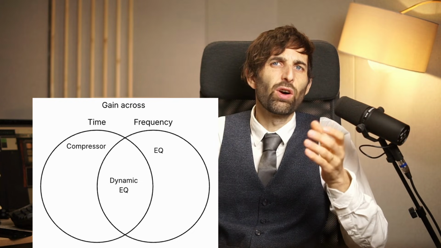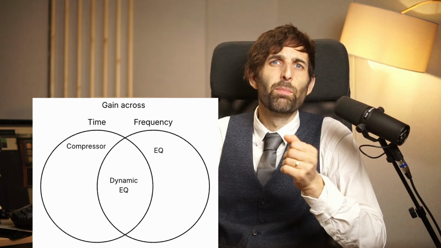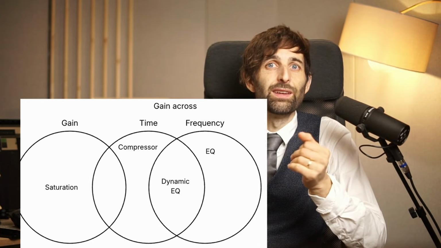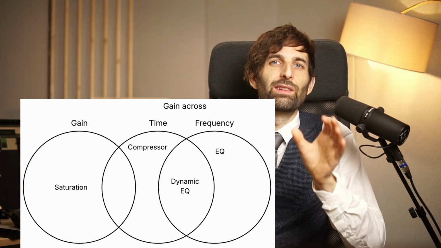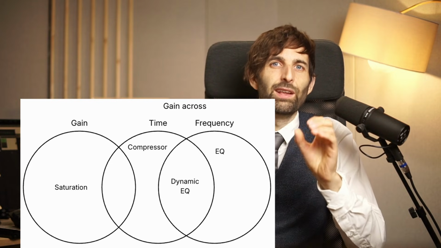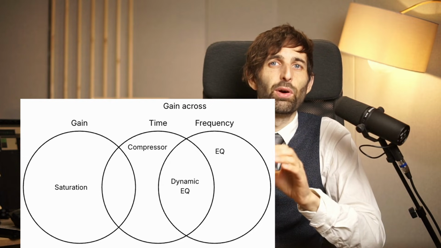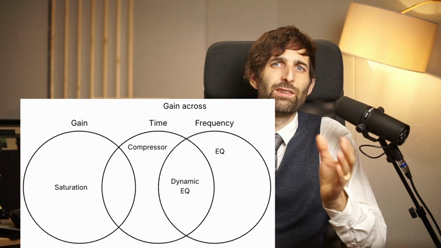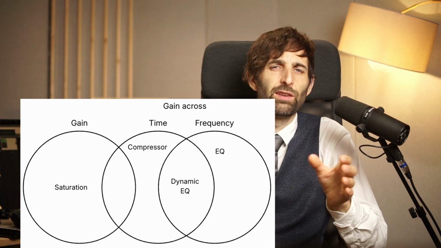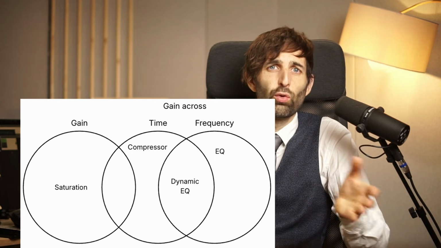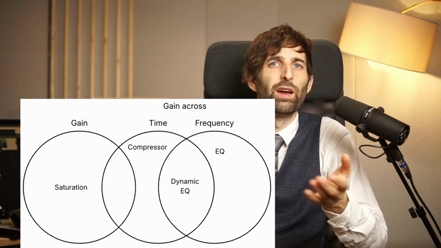But let's get back to our Venn diagram, because although you can cause really cool sounding distortion with a compressor, typically it would be seen in a different category, not gain across time, but it would be gain across gain. What does that mean? It means that the gain applied is determined by the input gain. And many vintage compressors like Tube and FET designs also cause distortion in addition to the effects of their compression.